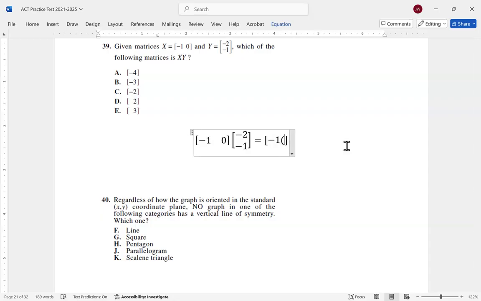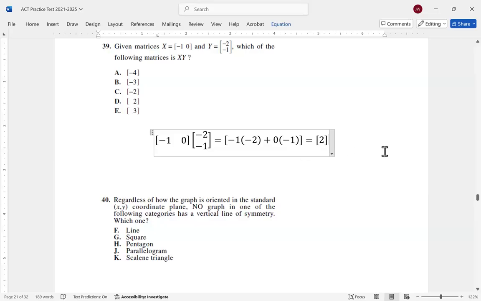Actually, let me just write down what I'm doing. And then plus, then I take the 0 times the -1. When you do that operation, you get 2 plus 0, or 2. So that's your final answer, that X times Y is equal to 2, which is option D. So the answer to 39 is option D, which is 2.